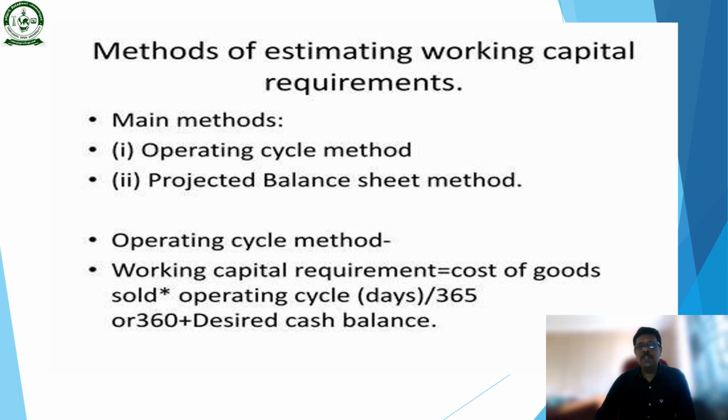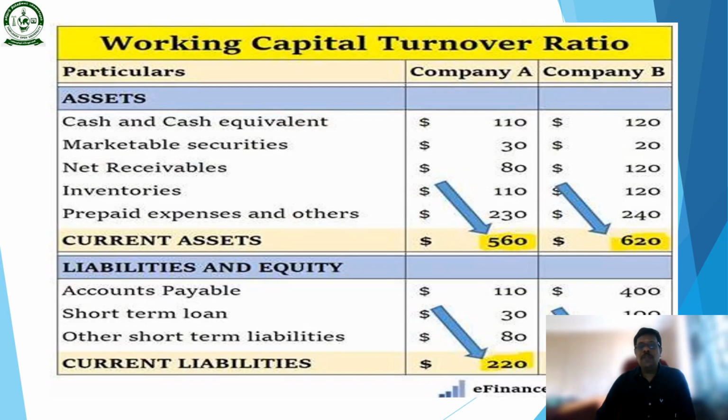The methods of estimating working capital requirements. The main methods, as we have already seen, are the operating cycle method and the projected balance sheet method. Working capital requirement equals cost of goods sold times operating cycle, usually 365 days or 360 days, plus desired cash balance. How can we find the working capital ratio? The working capital ratio is current assets divided by current liabilities. Current assets include cash and cash equivalents, marketable securities, net receivables, inventories and prepaid expenses. These are examples of current assets.